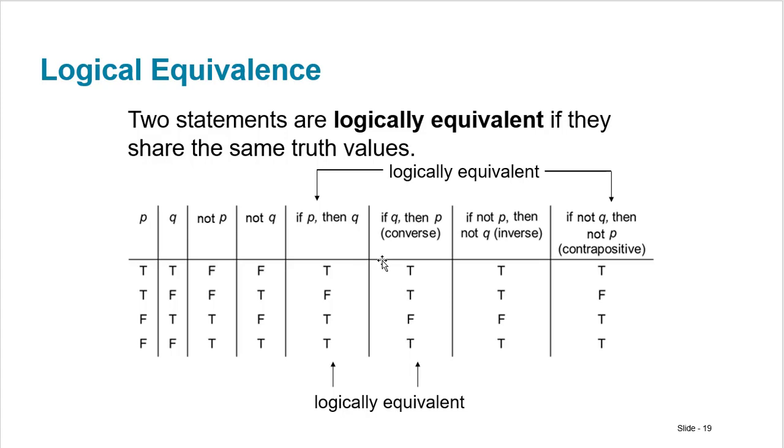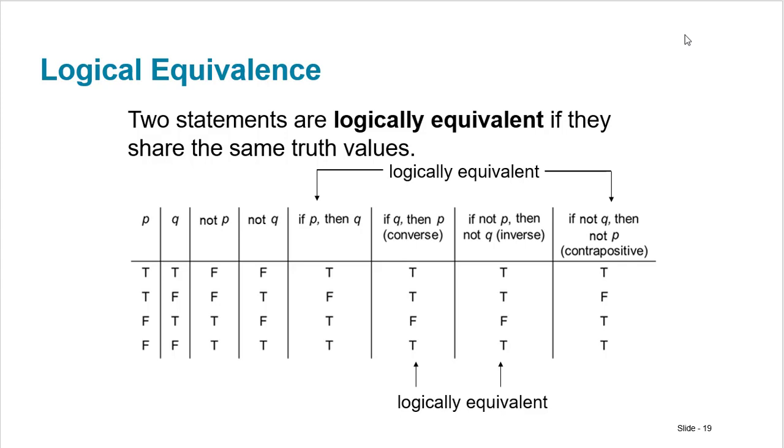Okay, now they say these two things are logically equivalent. This is in the wrong place, right? These two things are not logically equivalent. So let me move this so you don't get confused. These two things are logically equivalent. Can you see that? Because the trues and falses are all in the same spot. So the converse and the inverse, even though they do different things, they are logically equivalent. So if Q, then P is the same thing as if not P, then not Q.